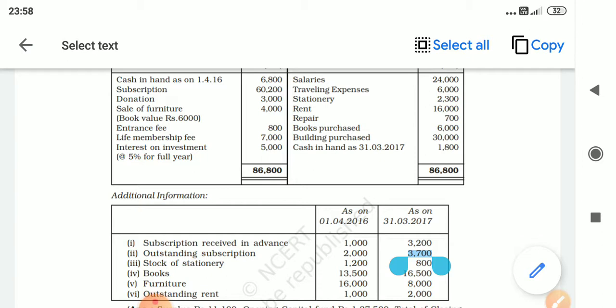Now, where will these items appear in the balance sheet? Previous year's subscription received in advance will appear in the opening balance sheet, liability side. Similarly, current year's subscription received in advance will appear in the closing balance sheet, liability side. Previous year's subscription outstanding will appear in the opening balance sheet, asset side. Similarly, current year's outstanding subscription will appear in the closing balance sheet, asset side.